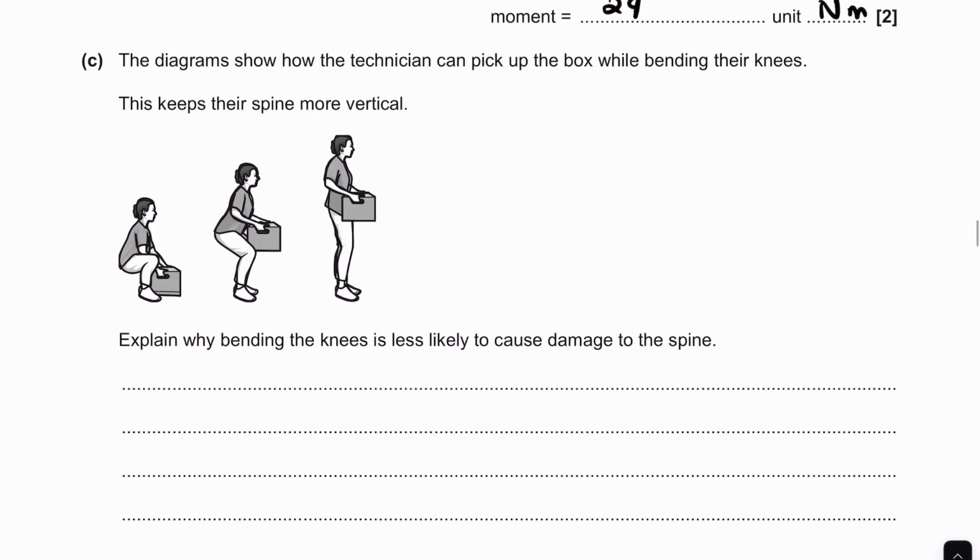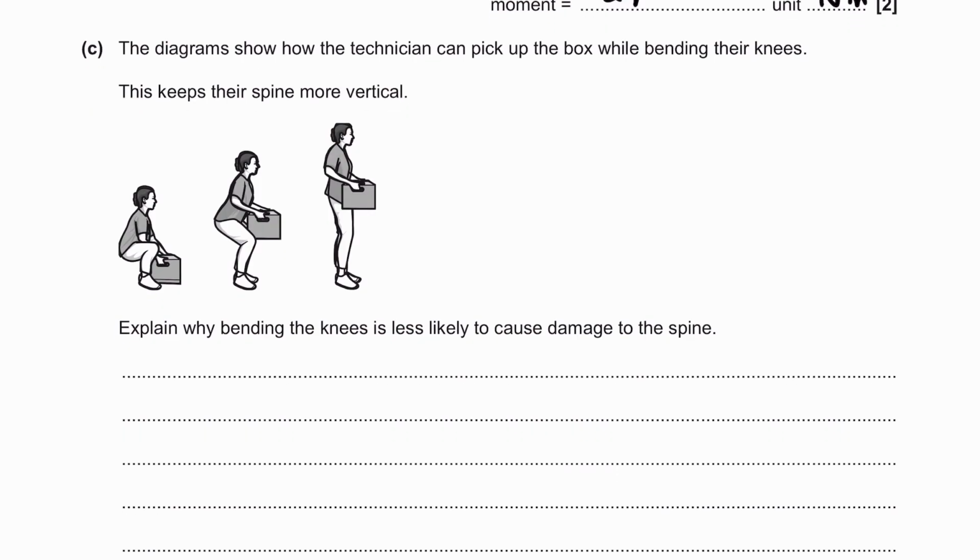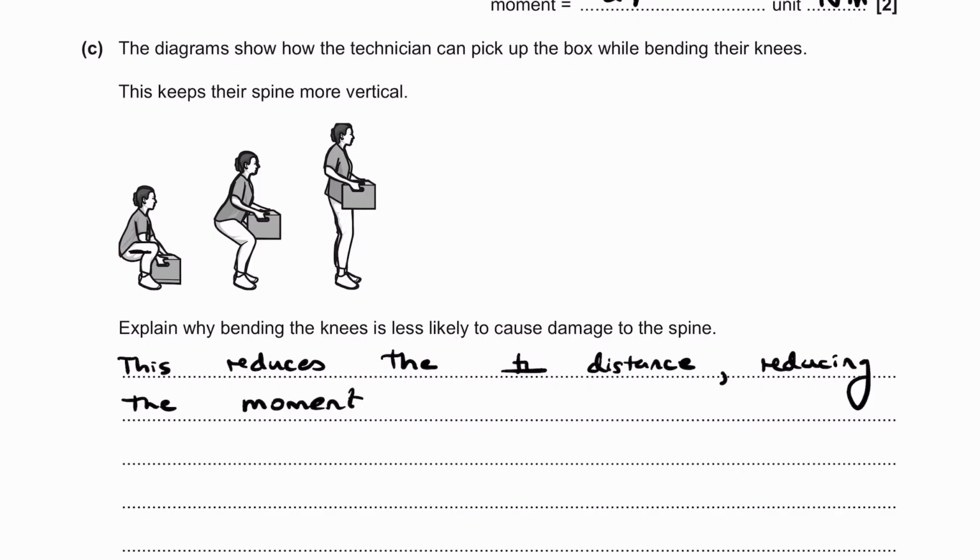Part C. The diagrams show how the technician can pick up the boxes whilst bending their knees. This keeps their spine more vertical. Explain why bending the knees is less likely to cause damage to the spine. Okay, so if you bend the knees, you're basically reducing the perpendicular distance, which is essentially reducing the moment, and also reducing the impact, the force.